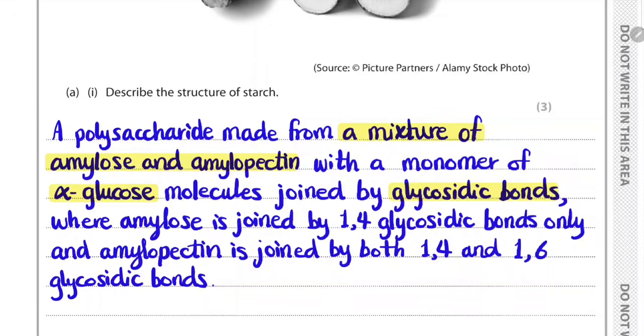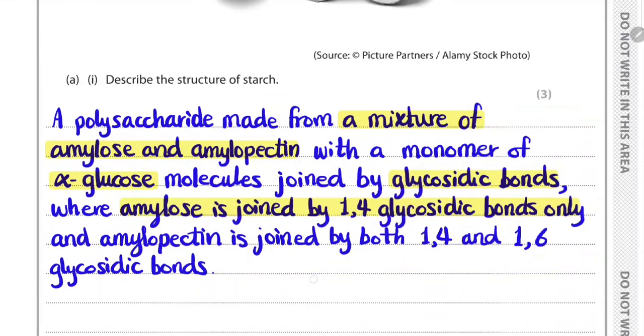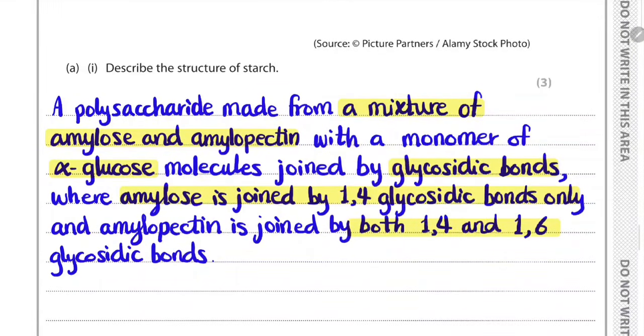I'm highlighting the keywords in the marking scheme, by the way. We could also elaborate using information about amylose and amylopectin separately. We could say that amylose is joined by 1,4 glycosidic bonds only. However, amylopectin is joined by both 1,4 and 1,6 glycosidic bonds.